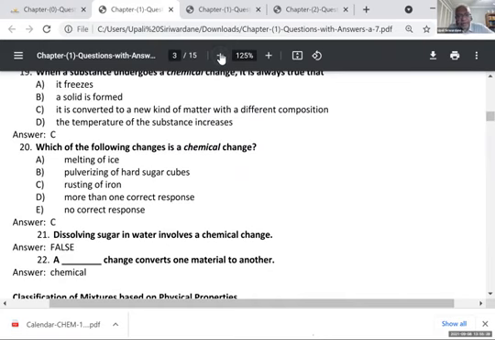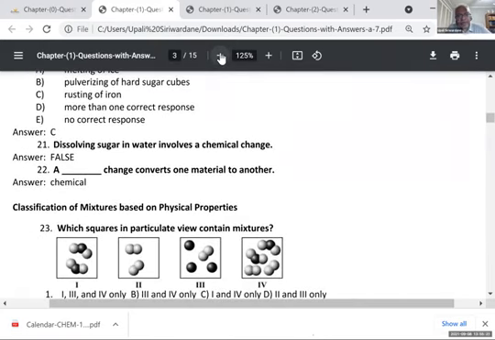Number 21. Dissolving sugar in water involves a chemical change. That's false. It's a physical change. You can evaporate the water and get the sugar back.